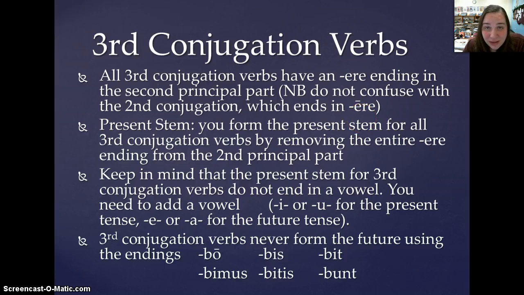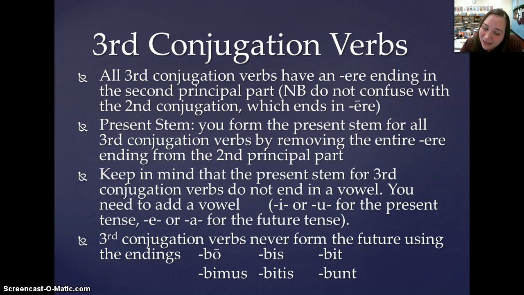Now, the first way that you're going to see the difference between the third conjugation verbs and the first and second conjugation verbs is how you form the present stem. For first and second, you simply remove the RE from the second principal part, but for thirds, you have to remove the entire ERE ending from the second principal part to get your present stem. What that means, of course, is that your present stem ends in a consonant and not a vowel. So you are going to add the vowel to show that you're in either the present tense or the future tense.